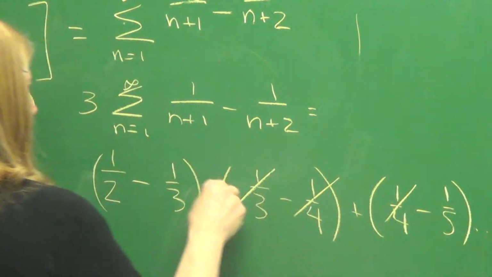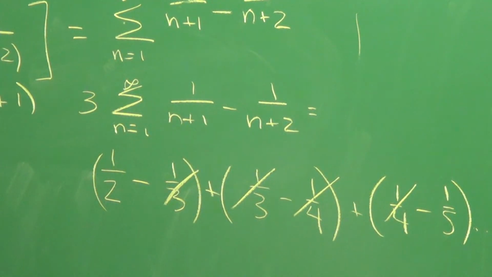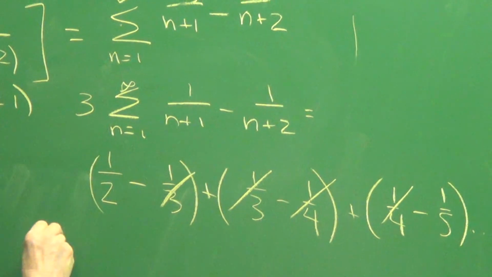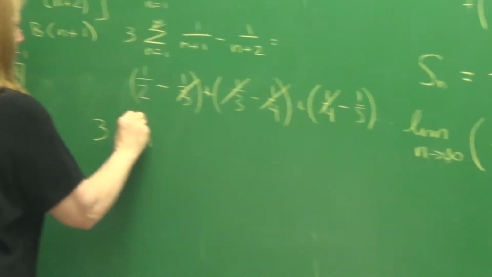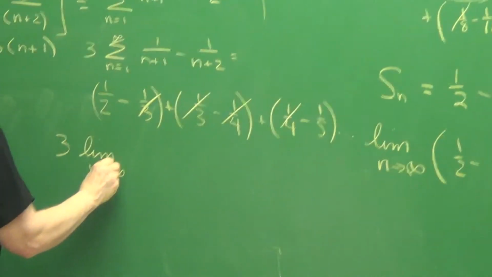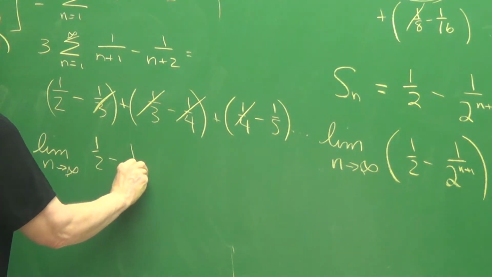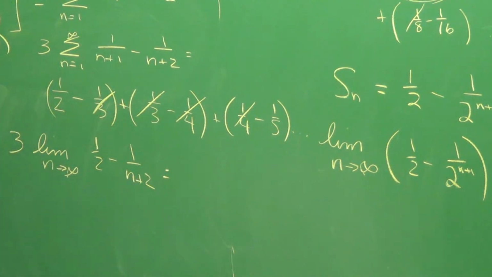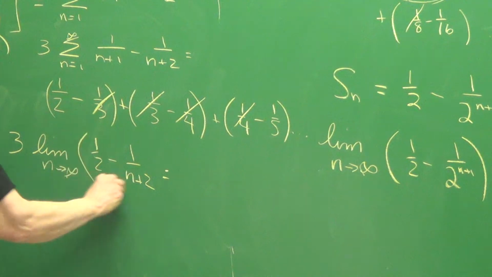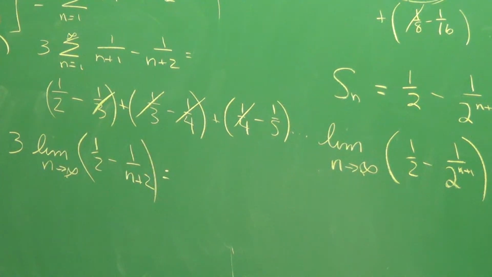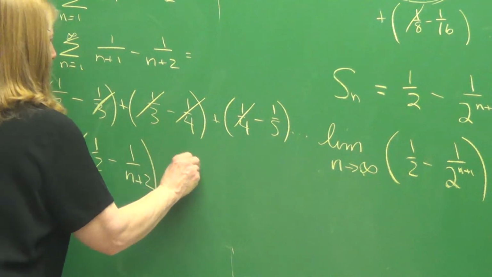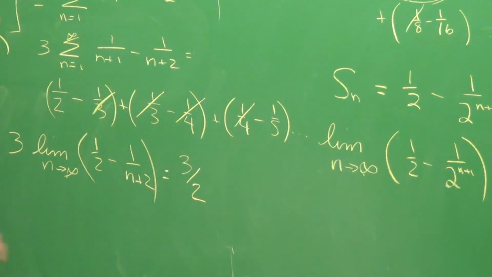So all these are gone. So what remains then, Aaron, we've got the 3 out here. We're going to take the limit as n approaches infinity of 1/2 minus 1 over n plus 2. And so, Aaron, what's the final answer there? It would be 1/2 times 3, so 3/2. Right.